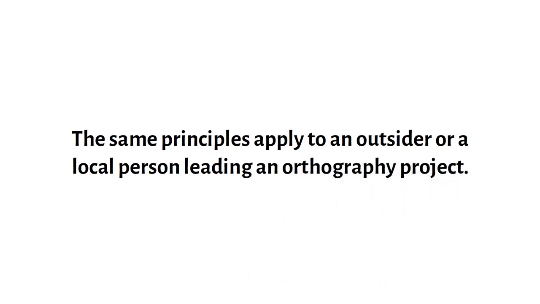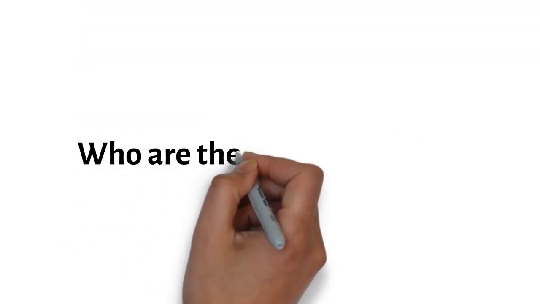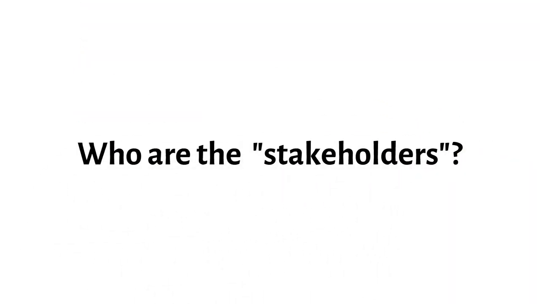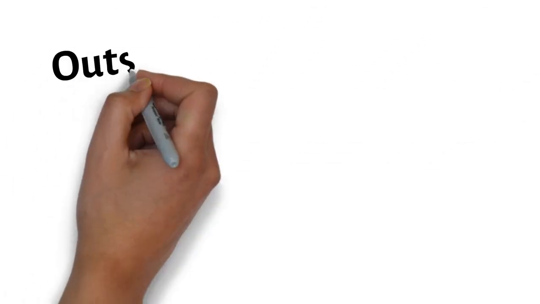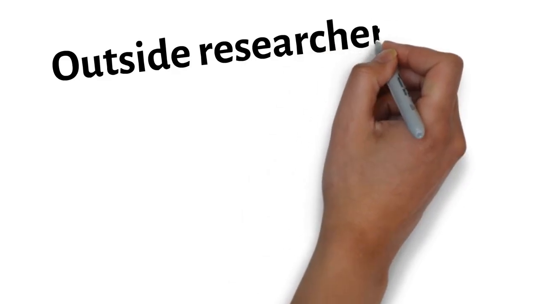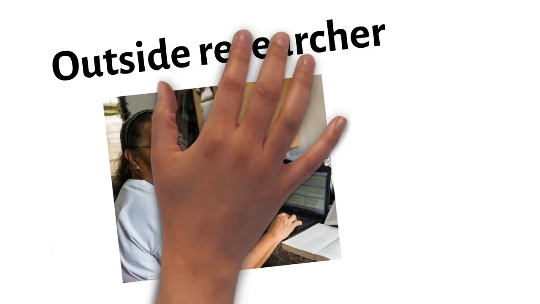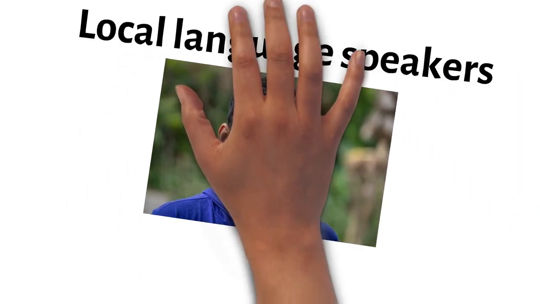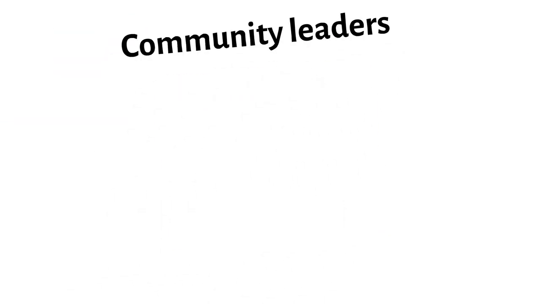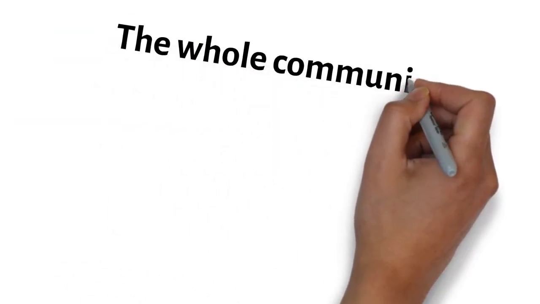Many people are involved in and really committed to the development of an orthography. Some are the actual developers, and some are the people who will actually be using it. We will call all these people stakeholders. What kind of people are we talking about? Some of these people are intimately, very closely involved with the process, even on a day-to-day basis: the outside researcher, a local language speaker, community leaders, and the community at large.